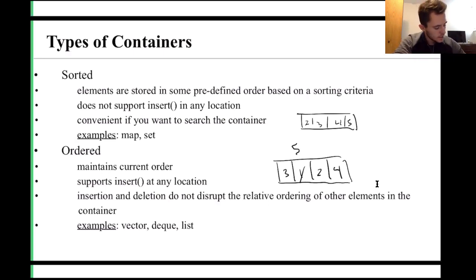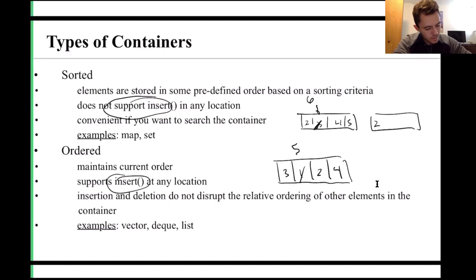The key idea is that if a container is ordered, you can insert something anywhere, and it doesn't move around or shuffle around the other elements. A sorted container does not usually support this. If you tried to replace this element with a 6, you can't do that, because for our sorted container that would break our invariant and it would no longer be sorted. So we would have to shuffle around our elements so that we can maintain that invariant. That's the difference between these two types of arrays.